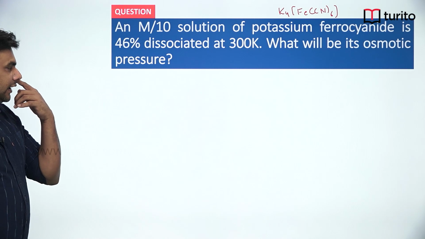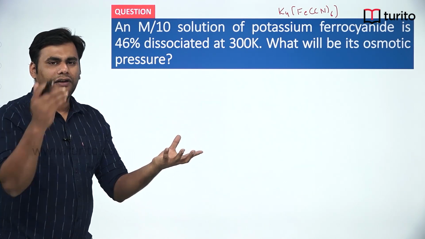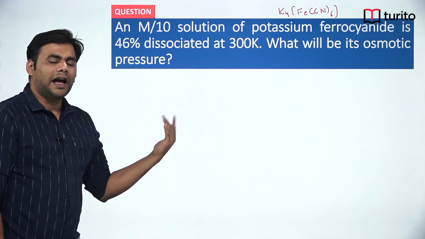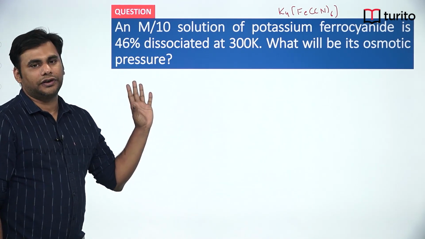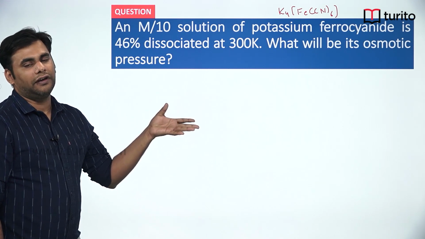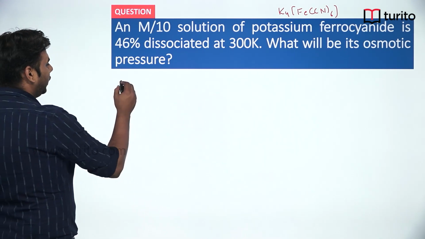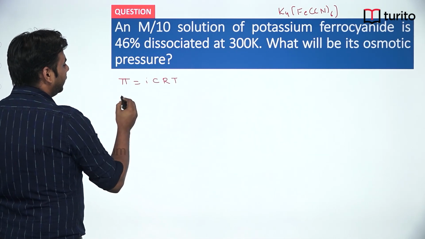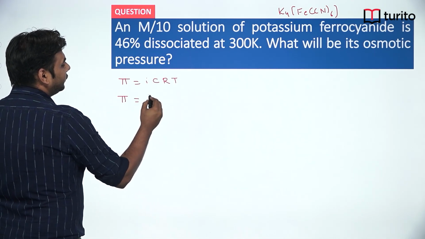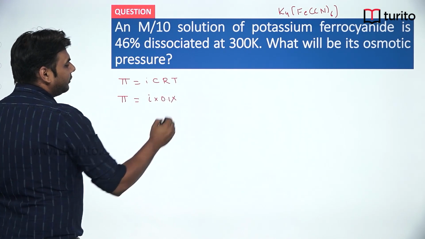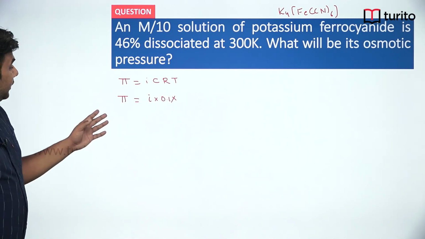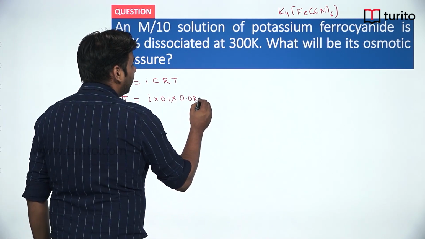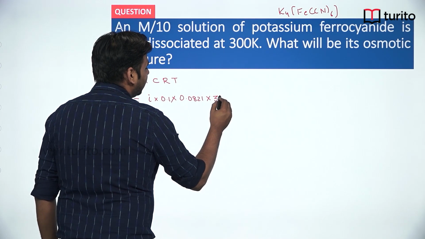Okay, so we can clearly understand that we have taken water and we have added potassium ferrocyanide in it. Now potassium ferrocyanide has a degree of dissociation of 46%. So we have to first calculate the Van't Hoff factor, and we know that osmotic pressure is i into C into R into T. We know the concentration, which is 0.1. If we want to calculate the osmotic pressure in atm, we'll take R as 0.0821. Temperature is already given as 300.